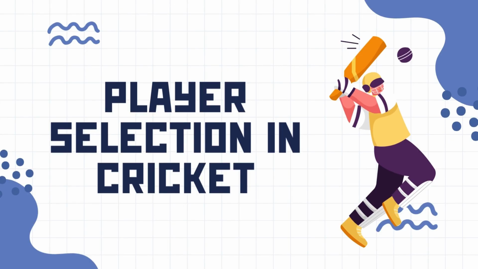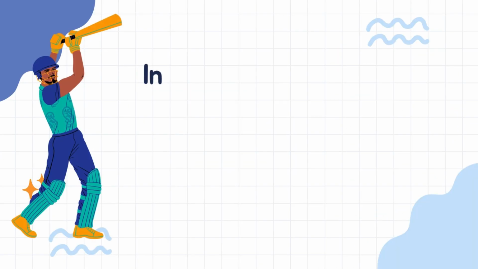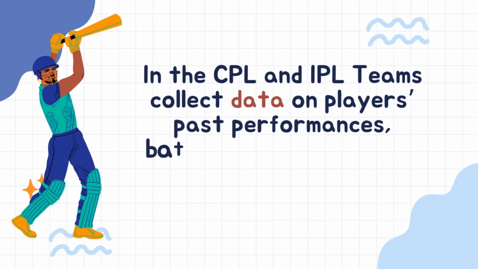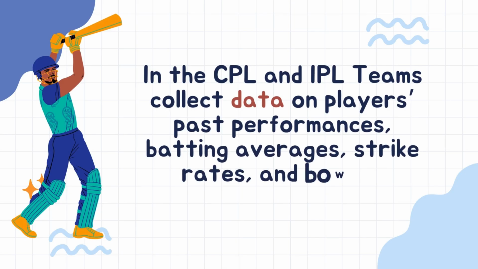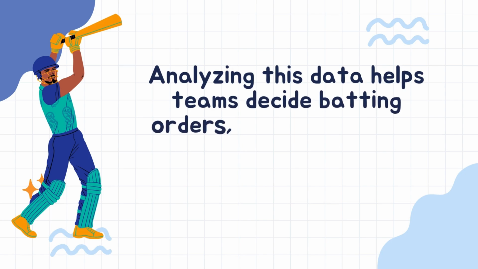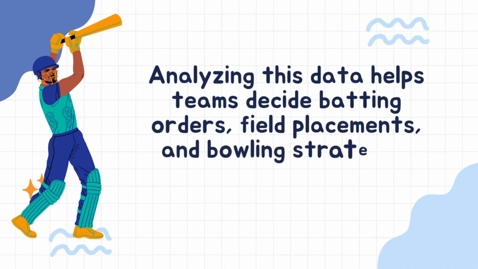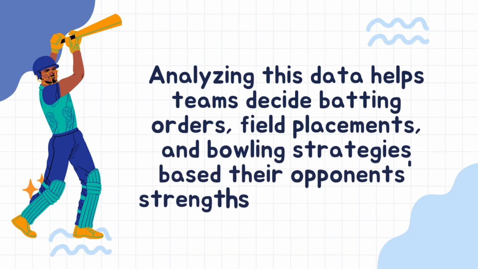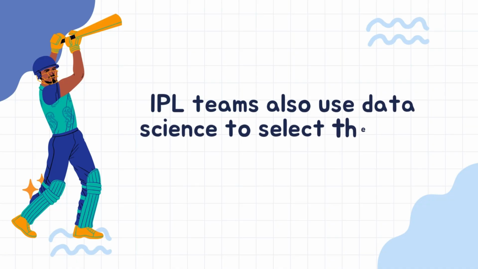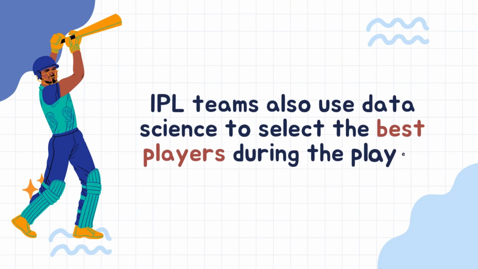Next, we'll discuss player selection in cricket. In the CPL and IPL, teams collect data on players' past performances, batting averages, strike rates, and bowling patterns. Analyzing this data helps teams decide batting orders, field placements, and bowling strategies based on their opponent's strengths and weaknesses. IPL teams also use data science to select the best players during player auctions.